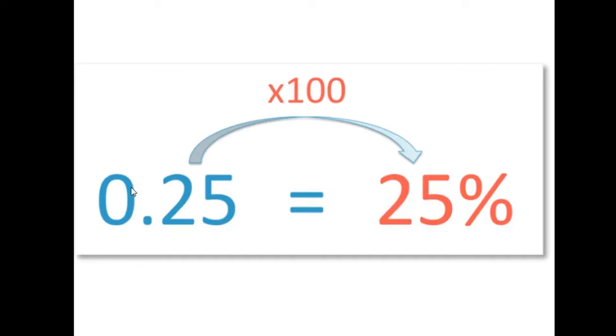Another example, it is 0.25. Now 0.25 is in decimal form. If you need to convert it into percentage, remember one thing: whenever you need to convert into percentage, it means you want this sign with your value. So what is the rule? Multiply the number with 100. Okay, clear?